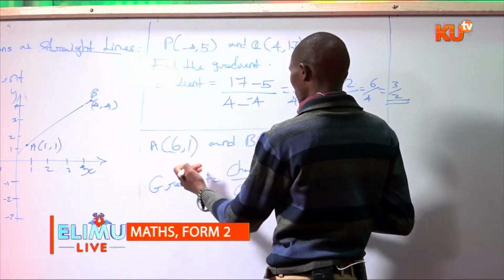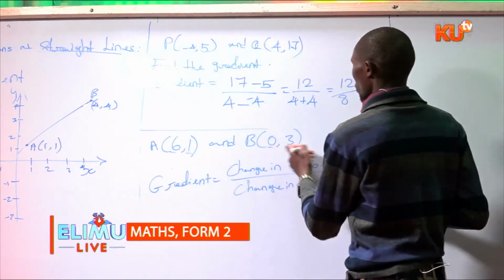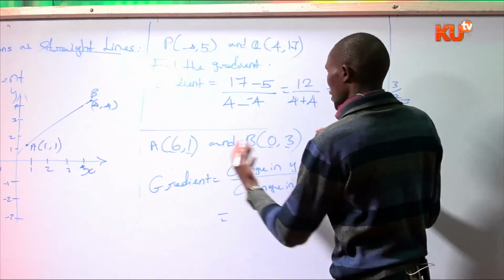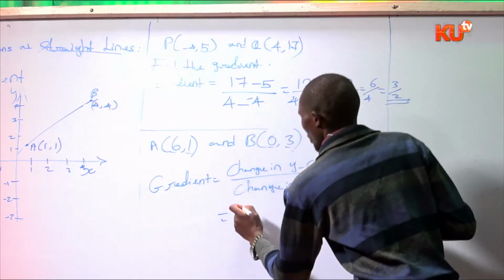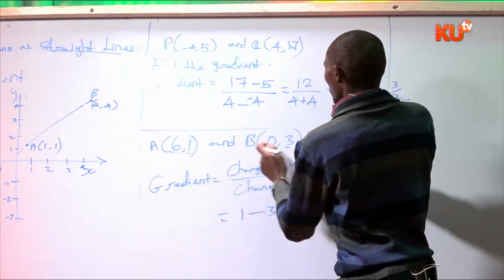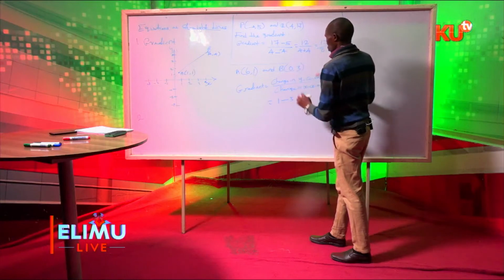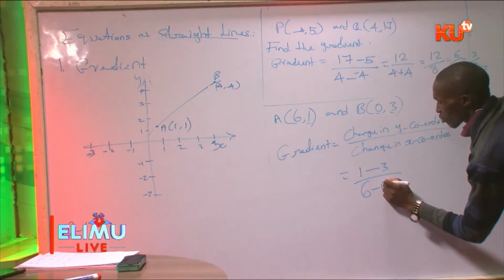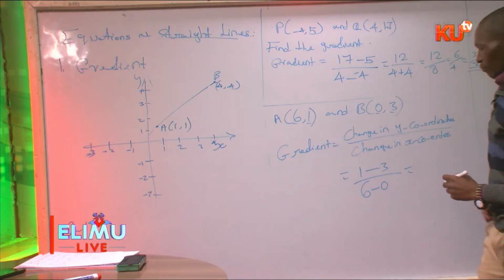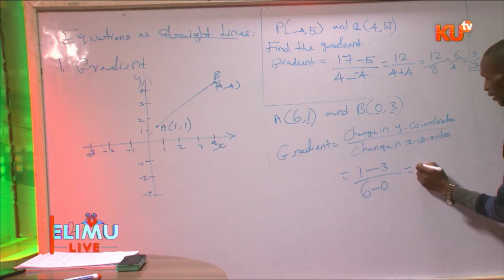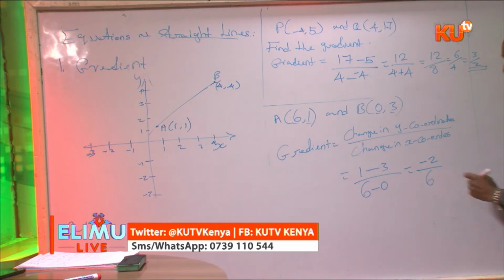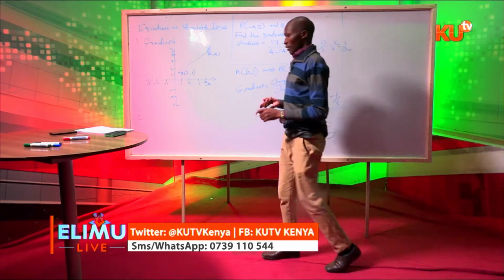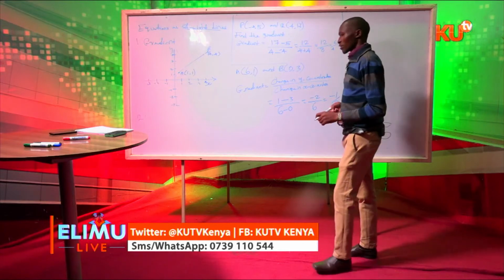On the x, you have 6. On y, you have 1. On the x, you have 0. On the y, you have 3. So the change in y coordinates, remember we have said it's the difference between these two coordinates. Let's take this minus that. So here we have 1 minus 3. So 1 minus 3 all over 6 minus 0. So what is 1 minus 3? Think of it. It is -2 all over 6. So we can say that the gradient of this line is -1/3. When you have simplified -2 over 6, you get -1/3.